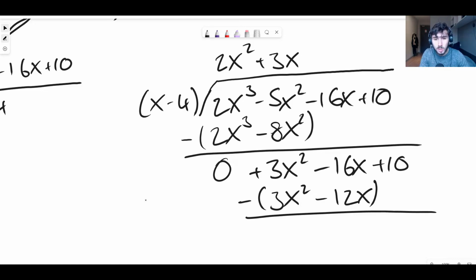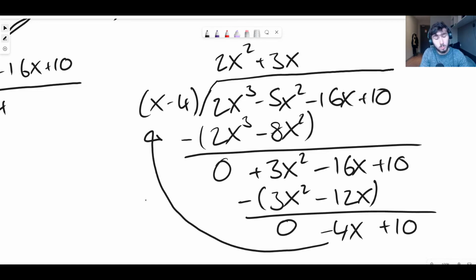So 3x squared minus 3x squared, again, that's always 0. Minus 16x minus 12x, that's minus 4x, because it's minus 16x plus 12x. And once again, the 10 just kind of comes down here. So we get the plus 10 like that. And we go again. So we do minus 4x divided by x. That gives us minus 4.